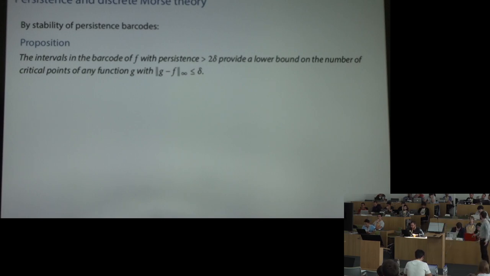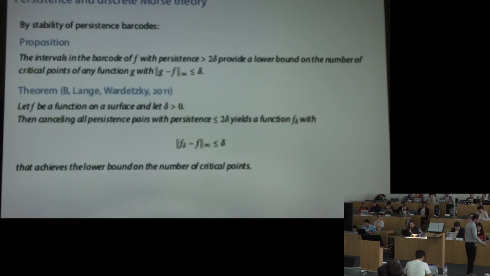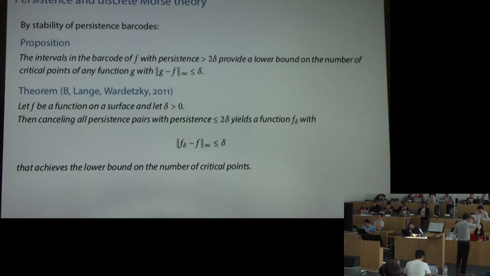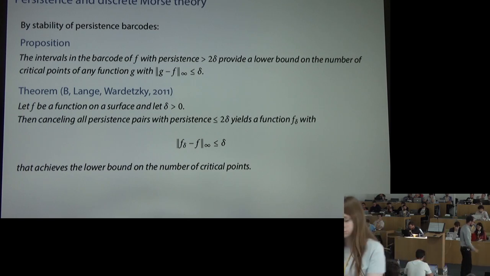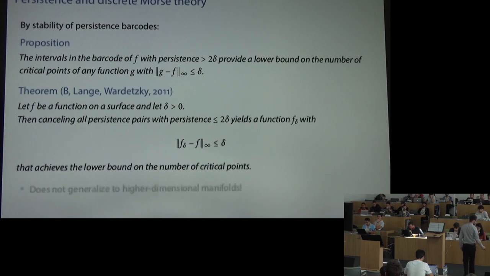And the question here is, can you achieve this lower bound? In 2D, you can cancel all the critical points. In higher dimensions, this is no longer possible. But this is what you have seen in this illustration with the mountain peaks. So this is something that works only on surfaces.